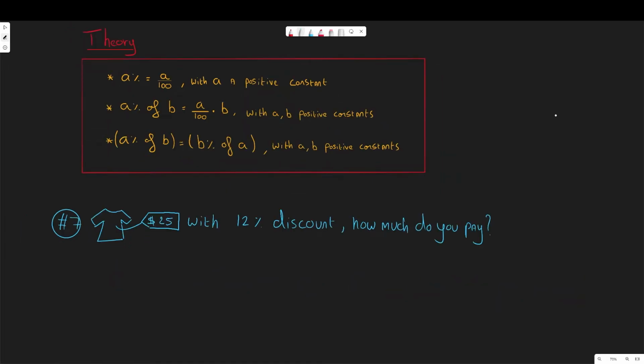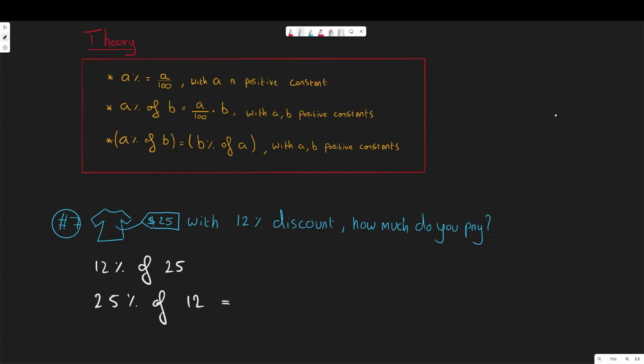For the next problem, we have a shirt that costs $25 and we have a 12% discount. So now they ask us, how much do you pay? Well, let's calculate the discount. So 12% of 25. Now we have to ask ourselves, is 12% of 25 easier than 25% of 12? I don't think so. So let's write down 25% of 12.